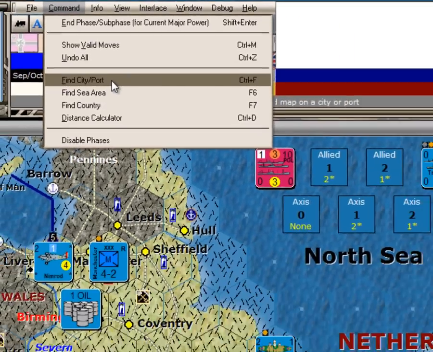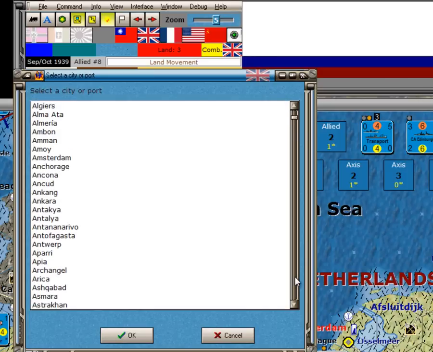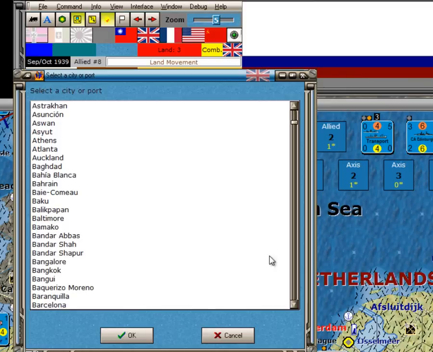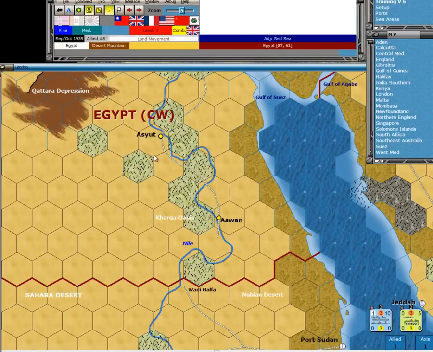Let's go through those. Find a city and port brings up this list of all the cities and ports, and you'll notice there are a lot of A's, and when I go down another full page there are still more A's. When we drop down to the third page we finally get into some B's. If we click on an individual city like Aswan and say OK, the detailed map centers on Aswan in Egypt on the Nile.